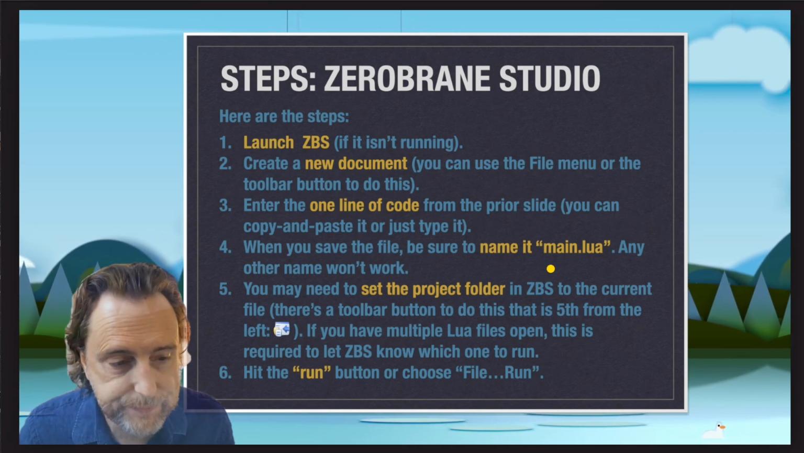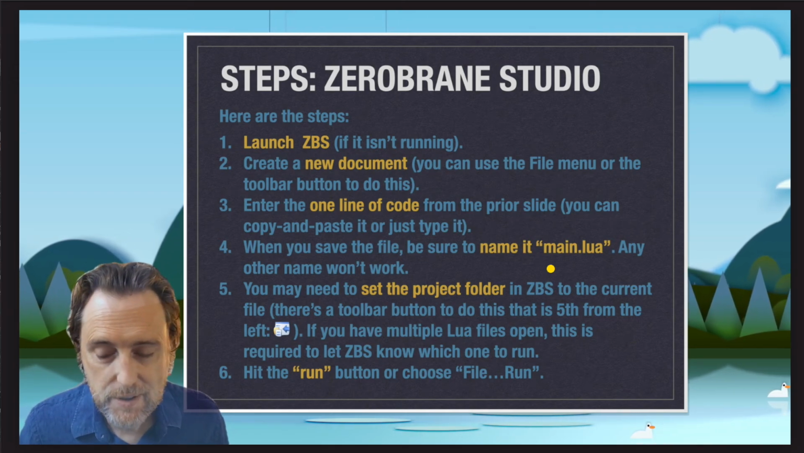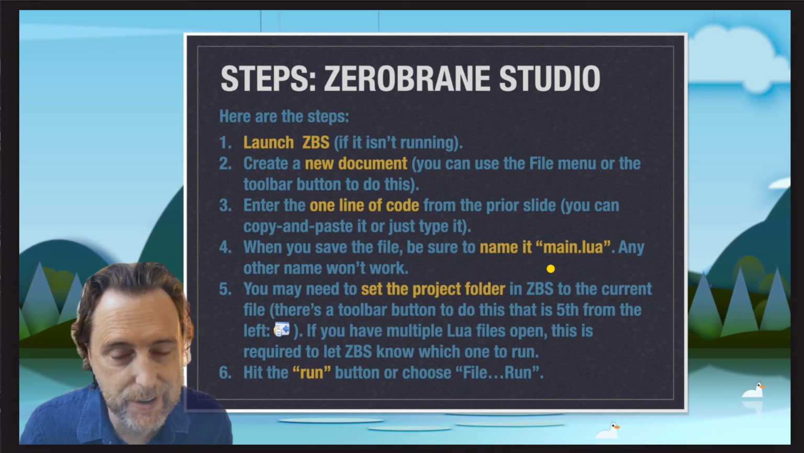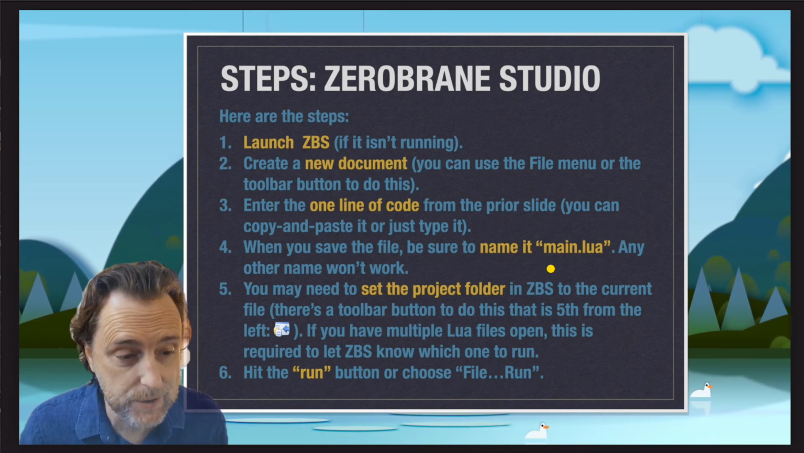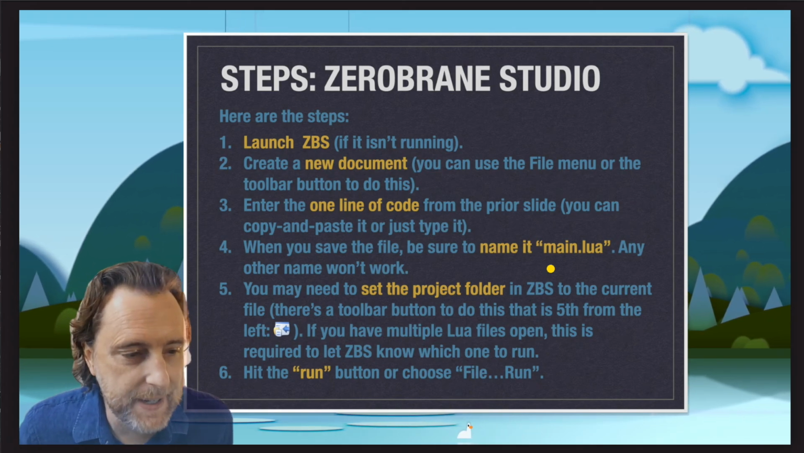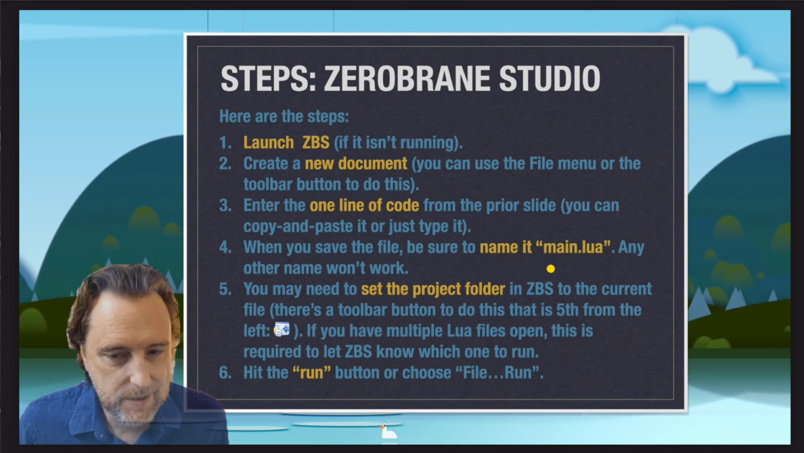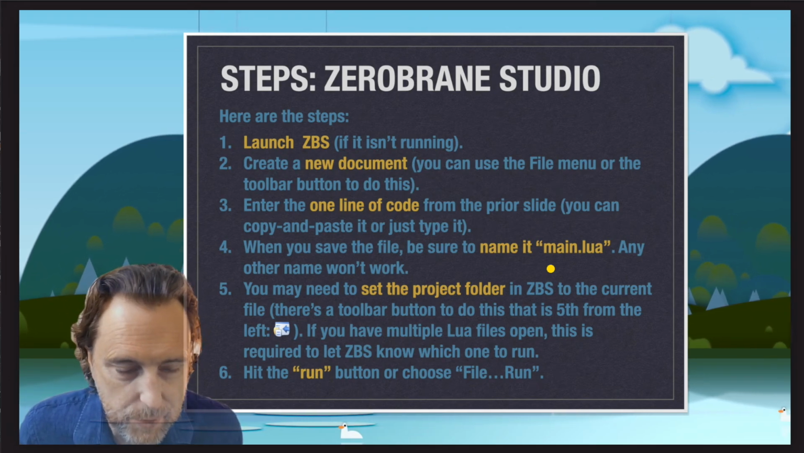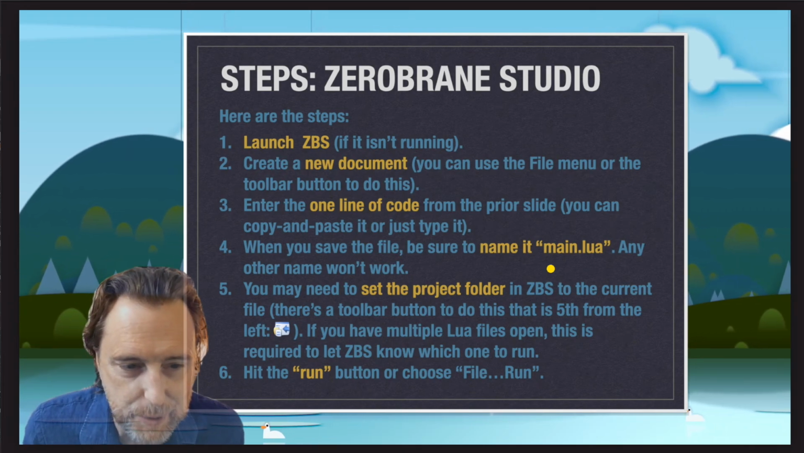The problem, I don't know if it's a problem. The issue to me is ZeroBrane doesn't call it main.lua. I think it calls it untitled.lua, which is fine, but it kind of implies then that you can title it whatever you want, and you can't. You have to name it main.lua. Drawn2Code doesn't give you this flexibility. It just saves it as main.lua.